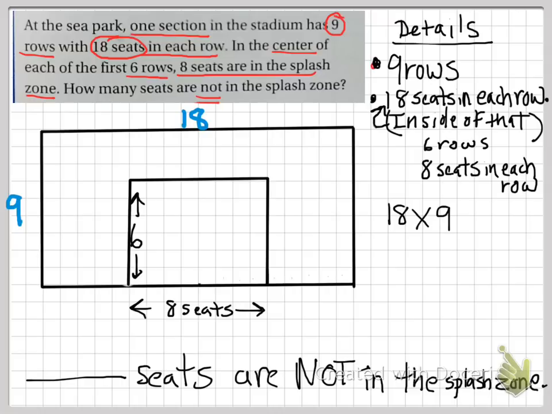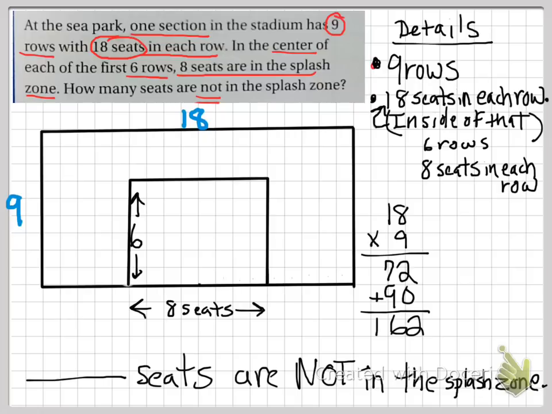You know what? I'm going to write that and show it my partial products way that we learned yesterday. 18 times 9. 9 times 8 is 72. 9 times 10, not 1, 9 times 10 is 90. So together in the whole stadium, I have 162 seats.